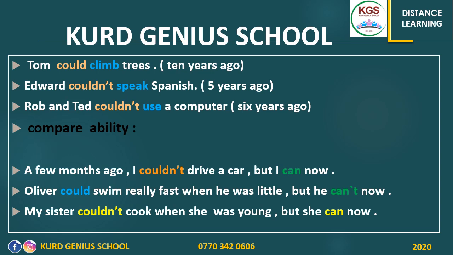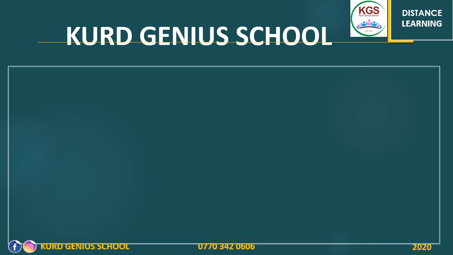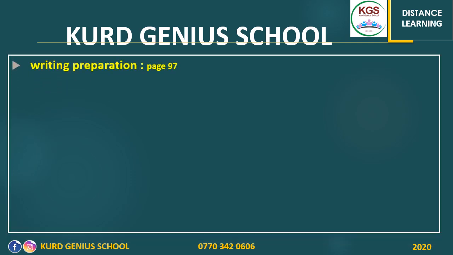So another one we have, what I want you to do is talk about yourself in the past and now, tell me your ability, make sentences and send them to me in the Telegram. After that we have another subject, which is writing preparation, and it's page 96.